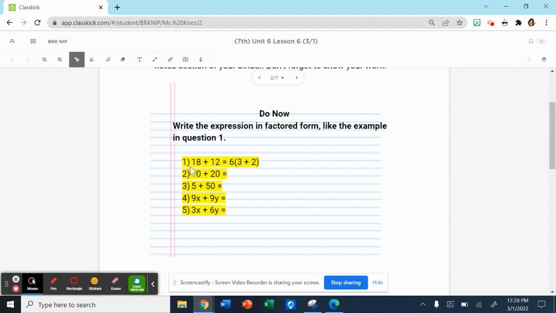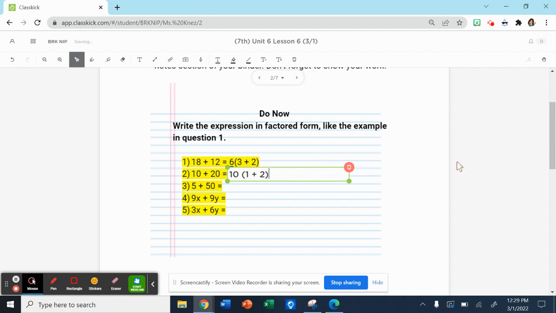You can see that in today's Do Now, we're working on moving from expanded form to factored form. So when we see that we have 18 plus 12, we can identify 6 as a common factor, or a number that I can multiply by to get 18, and a number that I can multiply by to get 12. I can do the same thing with 10 and 20. I can multiply 10 times 1 to get 10, and 10 times 2 to get 20.